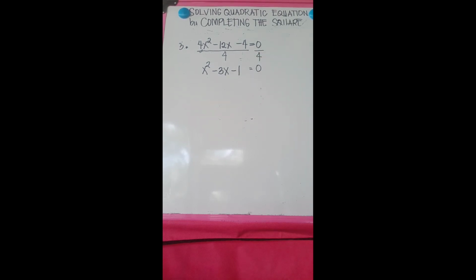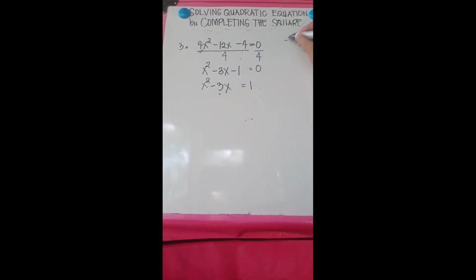Okay. So, ngayon, nasa standard form na siya. Rewrite natin to by transposing this constant term to the right side of the equation. So, from negative 1 now will become positive. Okay, so the left side of the equation now will be x squared minus 3x. Then, get the half of the coefficient of x.